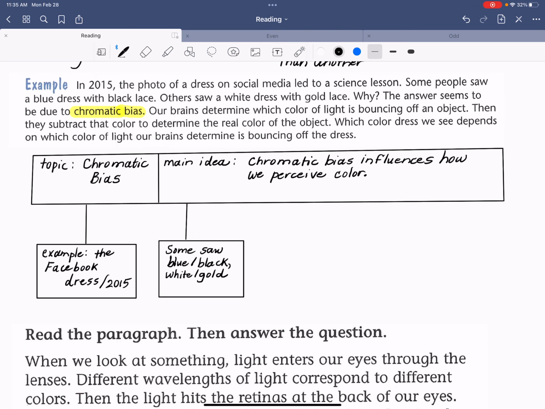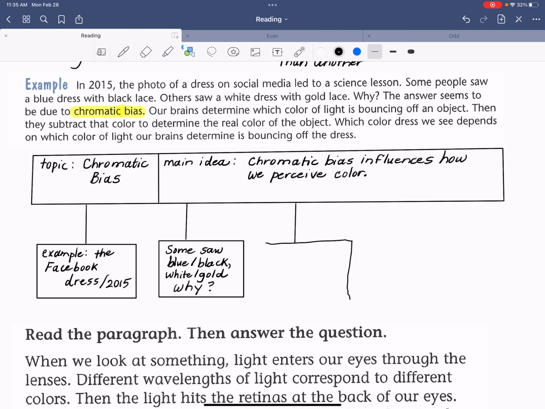Some people, and there was a big argument about it, would just be adamant that that dress is blue and black. And I was seeing white and gold. I never saw blue and black. So why? That's the question that we're answering here. Why would my eyes see one thing and your eyes see something else? And the answer to that is our topic. It's chromatic bias. So let's explain what that means.